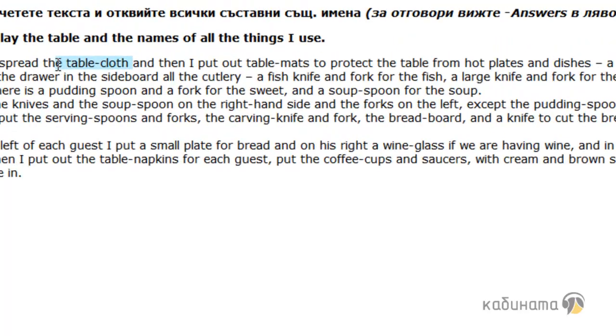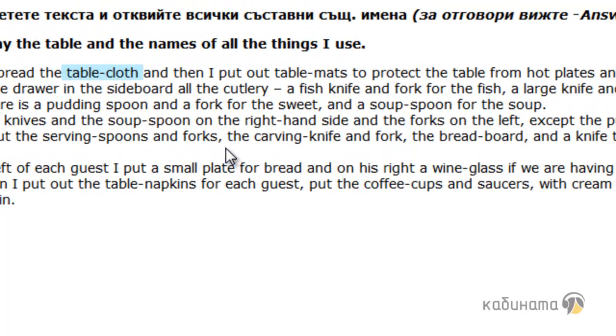Then I put the serving spoons and forks, the carving knife and fork, the breadboard and the knife to cut the bread. And I sharpen the knife because Mr. Priestley hates blunt knives. On the left of each guest I put a small plate for bread, and on his right a wine glass if we are having wine. And in the middle of the table I put a jug of water with a few pieces of ice in it. Then I put out the table napkins for each guest, put the coffee cups and saucers with cream and brown sugar and coffee spoons on the tray, and I'm ready for the guests to come in.